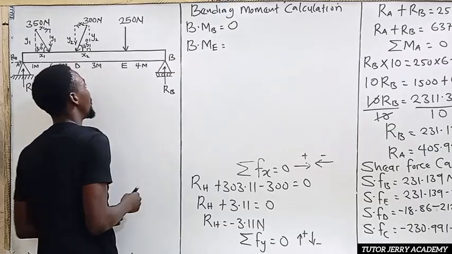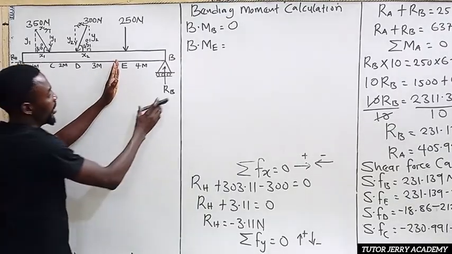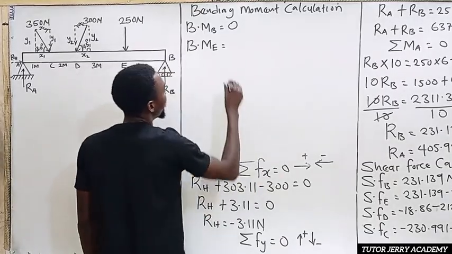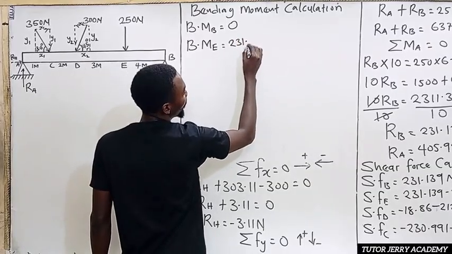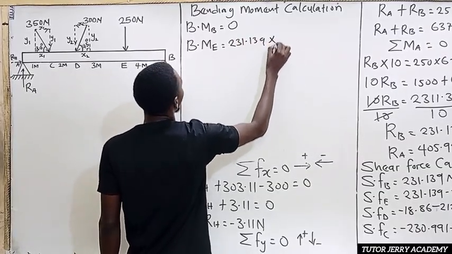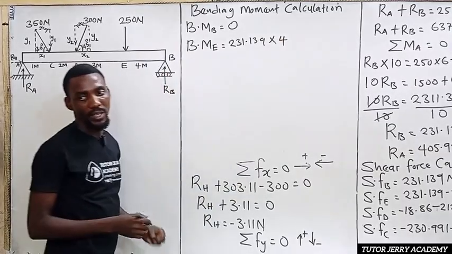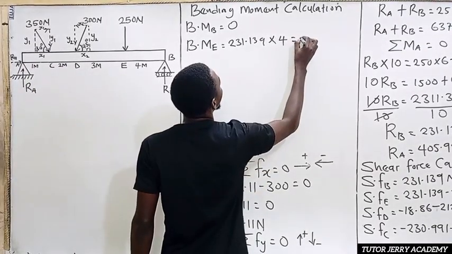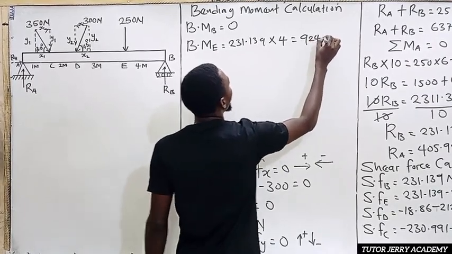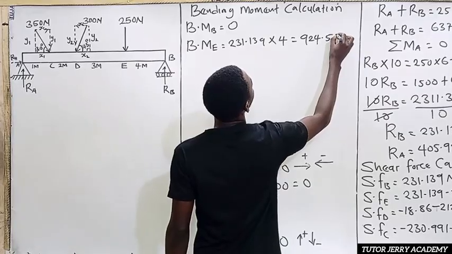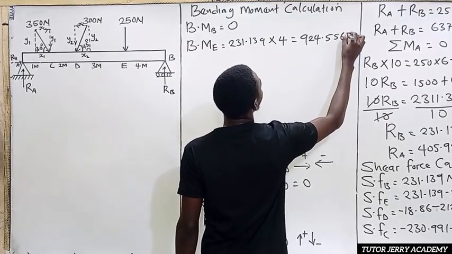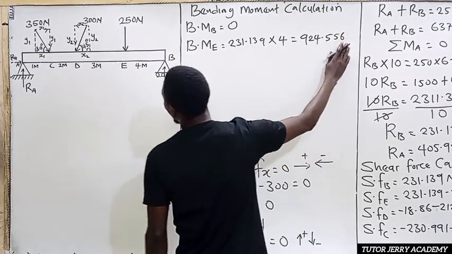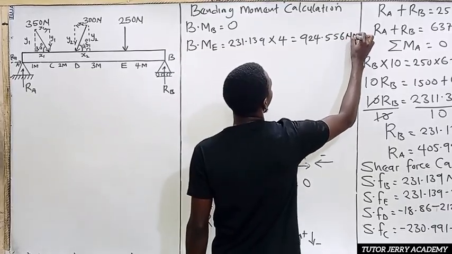All right. Bending moment at point E. If we stand at point E, we have an upward force ROB multiplied by 4. And then our ROB is 231.139 multiplied by 4. So if you press that, we are going to have 0.556 kilonewton. This in kilo is just Newton meter, right? Yeah, Newton meter. All right.